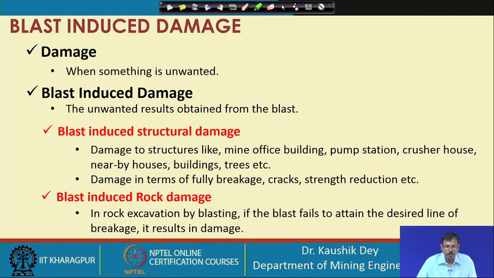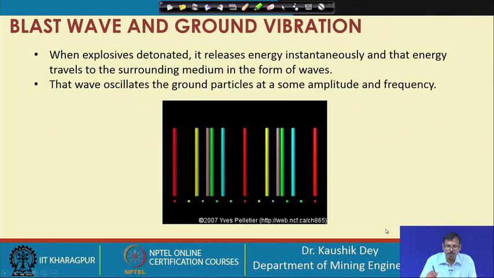Similarly, instead of structures, it may be carried into the surrounding rock mass also. In that case, it is called blast induced rock damage, where the rocks are damaged because of the ground vibration and that decreases the stability of the rock. So, basically the blast induced damage is classified into two groups, structural damage and rock damage.